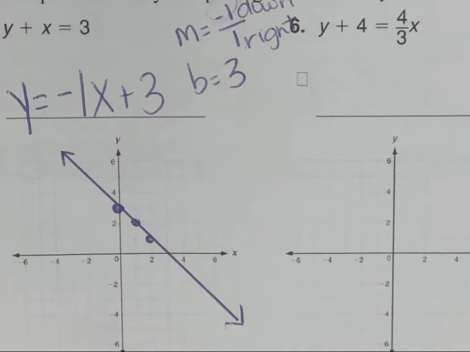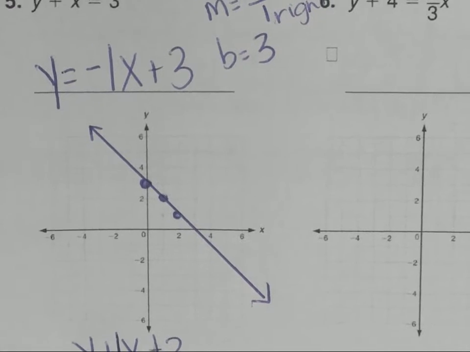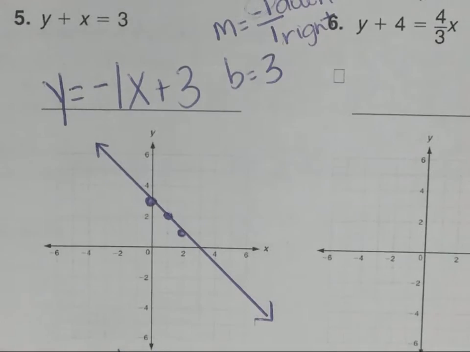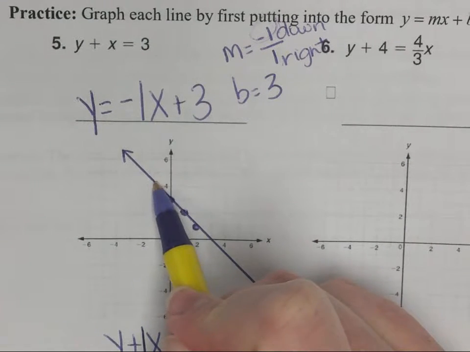If I didn't want to go down and right, what could I have done? Up and left. Very good. Remember, we can do the opposite directions as well. Okay? Questions on number 5? So if I go up 1, left 1, am I still on the line?